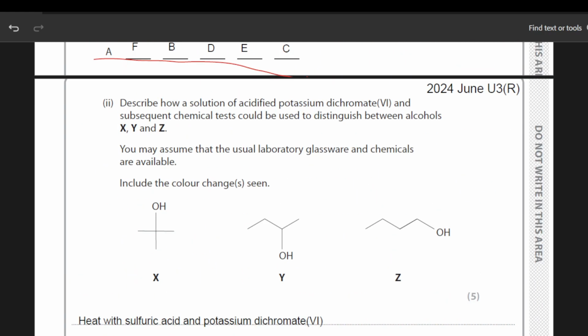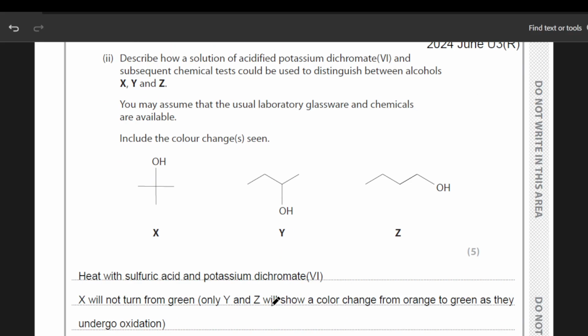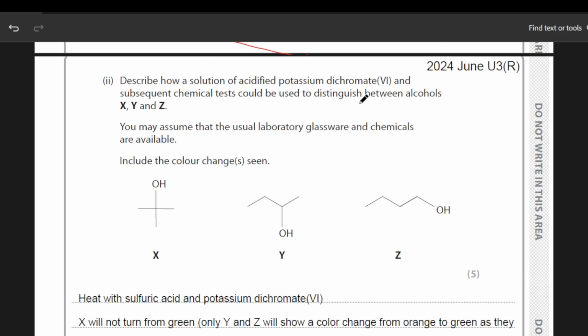Moving on, the next question is: describe how a solution of acidified potassium dichromate(VI) and subsequent chemical tests could be used to distinguish between alcohols X, Y, and Z. You may assume that the usual laboratory glassware and chemicals were available. So if you see X, Y, and Z, what is going to happen?